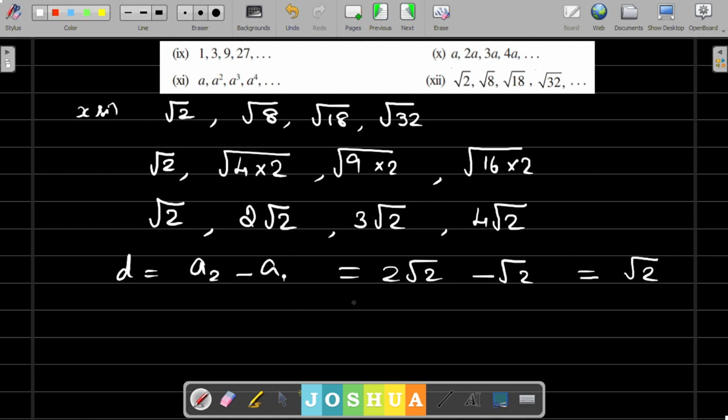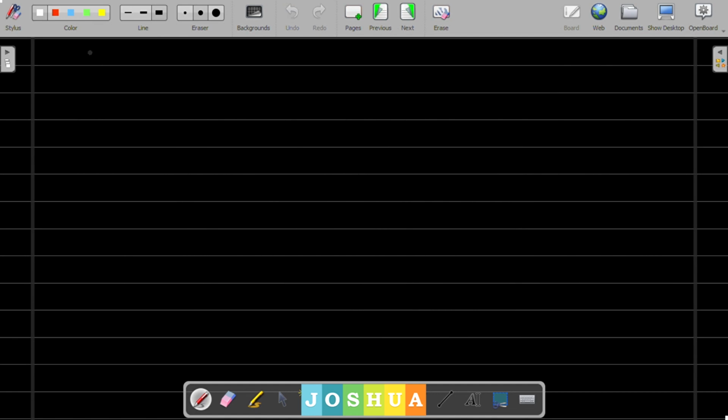Or if you have a little doubt, what you can do is keep root 2 common: 2 minus 1 is 1. Therefore root 2 into 1 is equal to root 2. Like this also you can write, if you want to understand this better. Okay, so now I'm going to the next two differences. Again I'm writing the values for my reference: root 2, 2 root 2, 3 root 2, 4 root 2.